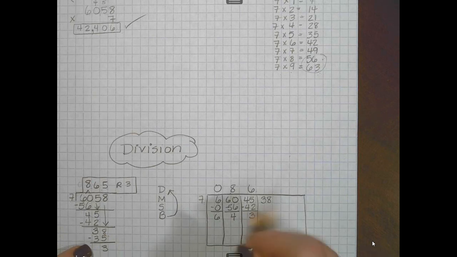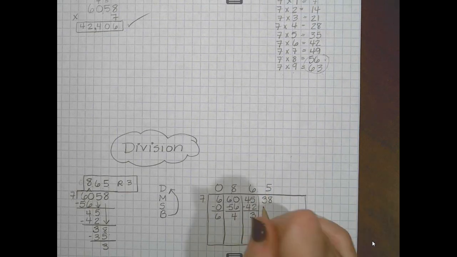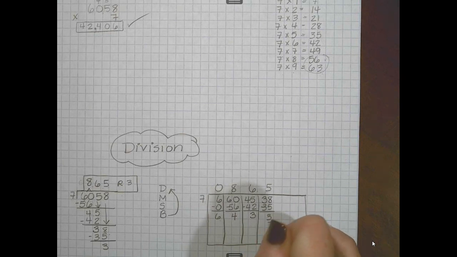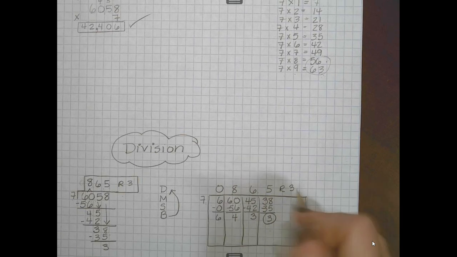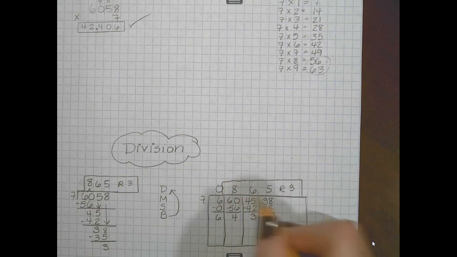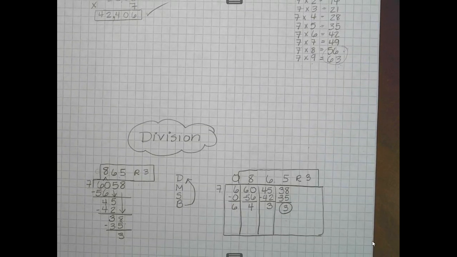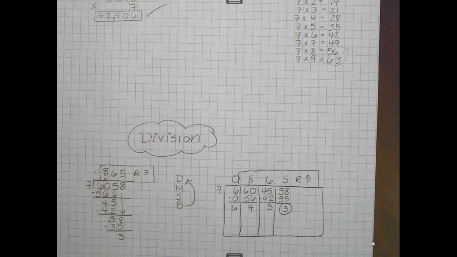All right. Now, 7 goes into 38 5 times, we can make 7 groups of 5. We'd be using 35. So right here is our remainder. Our little 3 is our remainder. We get the same quotient, 865 remainder 3, okay? So this one I think helps you understand a little bit more what you're doing.